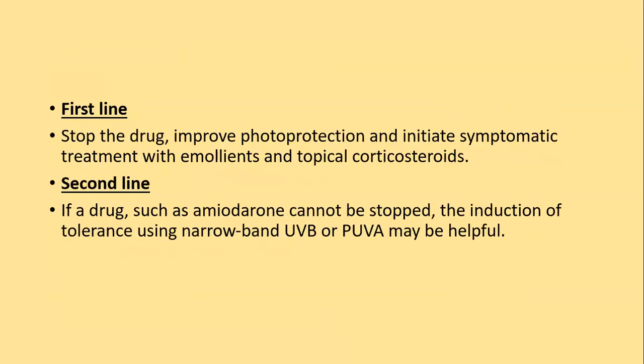First line is, of course, to stop the drug, improve photoprotection, and initiate symptomatic treatment with emollients and topical corticosteroids. Second line, if a drug such as amiodarone cannot be stopped, induction of tolerance by using narrowband UVB or PUVA may be helpful.